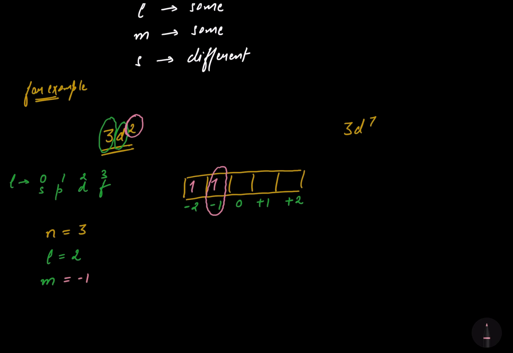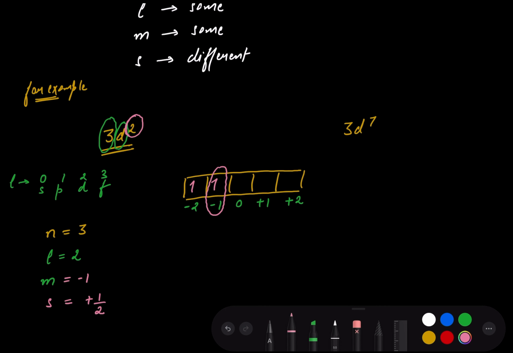Now let's talk about S, the spin quantum number. The second electron is of clockwise spin in the minus 1 orbital. It's a clockwise spin, so the value of S will be plus 1 by 2. So these are the 4 quantum numbers of 3d2, the second electron of 3d subshell. So now let's talk about the 7th electron of 3d subshell.